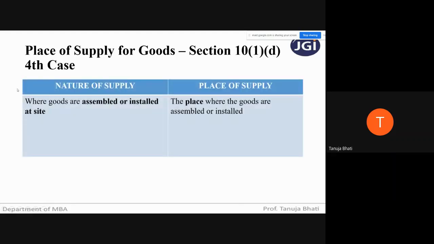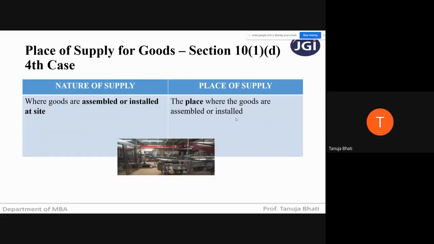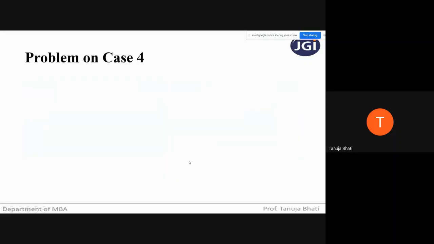Case 4 is where goods are assembled or installed at site. So suppose any machinery or any production equipment needs to be installed at site or assembled at site. So the place of supply will be the place where the goods are assembled or installed. Wherever the supplier is installing that particular machinery, that place will be the place of supply. So this is just an image of the machinery if it is installed in that recipient's premises.